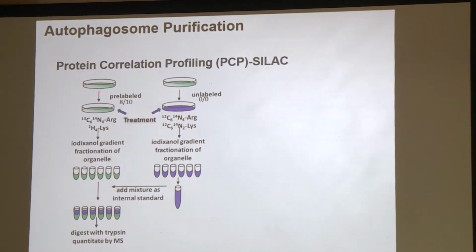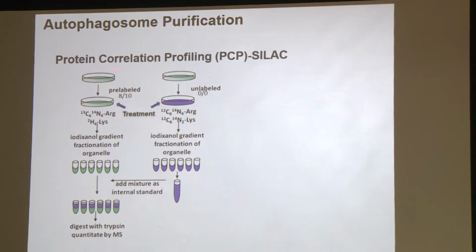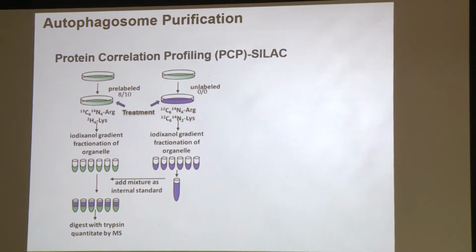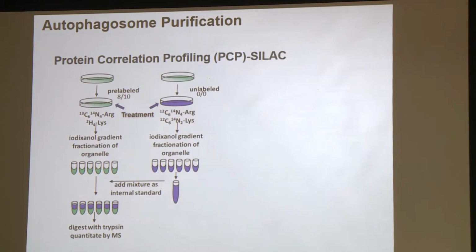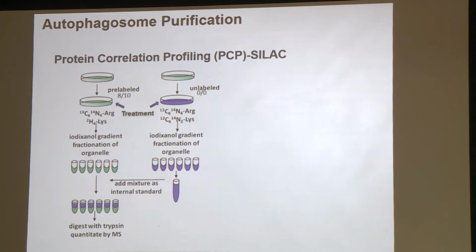So we have here our differently labeled cell cultures, right? We have a heavy label and a light label. Then we would treat our cells, in this example, with amino acid starvation. This leads to the formation of the autophagosome. And the autophagosome we wanted to purify and to study by mass spectrometry. So how do you do an organelle purification? In this example, we used gradient centrifugation.